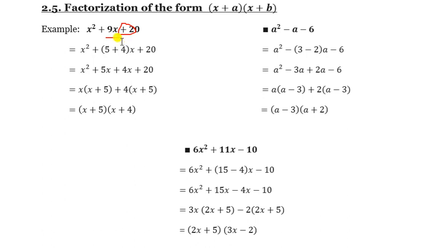4 5s are 20, and 4 plus 5, if you add, 9 is also coming. So that's why we have to take exactly 4 and 5 only. You cannot take 10 and 2. 10 and 2 also make 20, but 10 plus 2 is 12. It's not coming. So it depends on this middle term, which number you have to choose. So 5 and 4, that's why I've taken here 5 and 4.